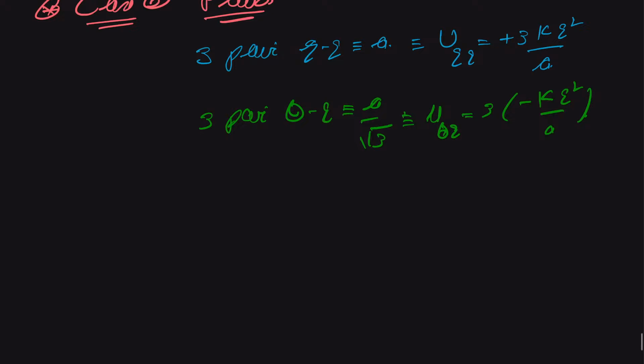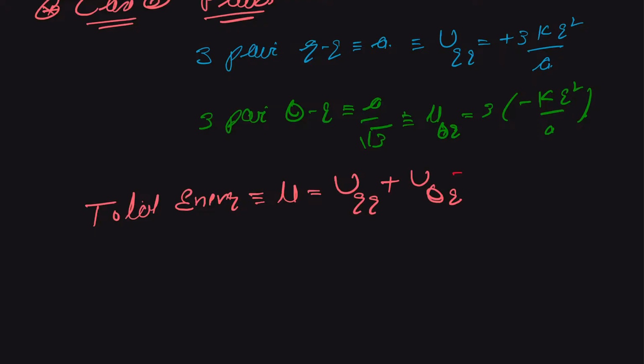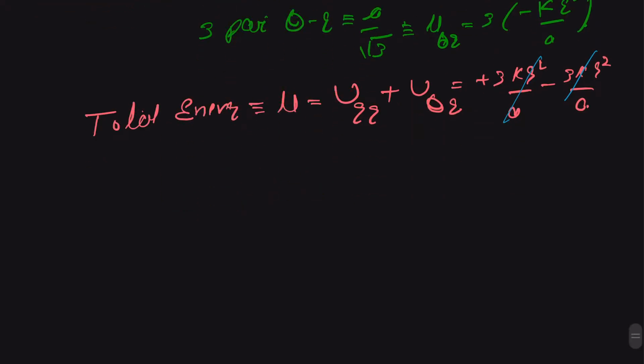So total energy in this case, that is U, will be equal to U_qq plus U of capital Q and small q, which is plus 3k q square upon A minus 3k q square upon A. Once again these two cancel out, therefore we get that total energy is equal to 0. So in both cases we get that total energy is equal to 0 in both systems.